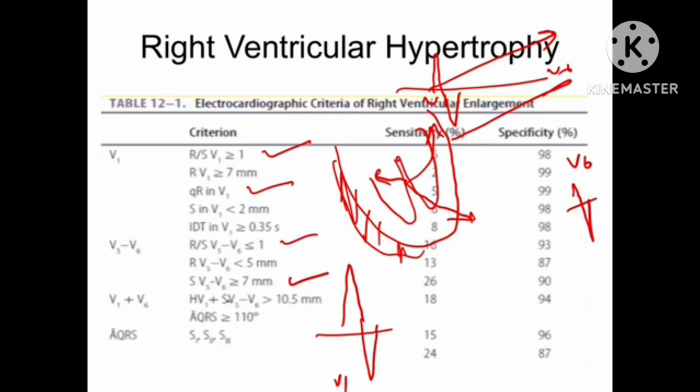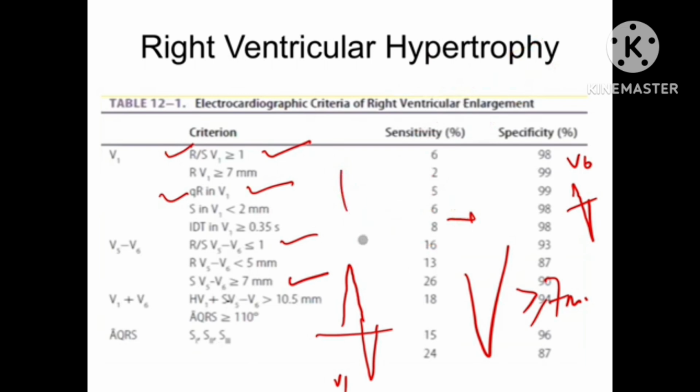So remember these criteria: the ratio of R wave to S wave in V1 more than or equal to 1, or we can say QR in V1. And the third one, ratio of R by S wave in V5, V6 less than 1. Or we can say deep S, if we find a deep S wave in V5, V6 more than 7 mm. It is suggestive of right ventricular hypertrophy.